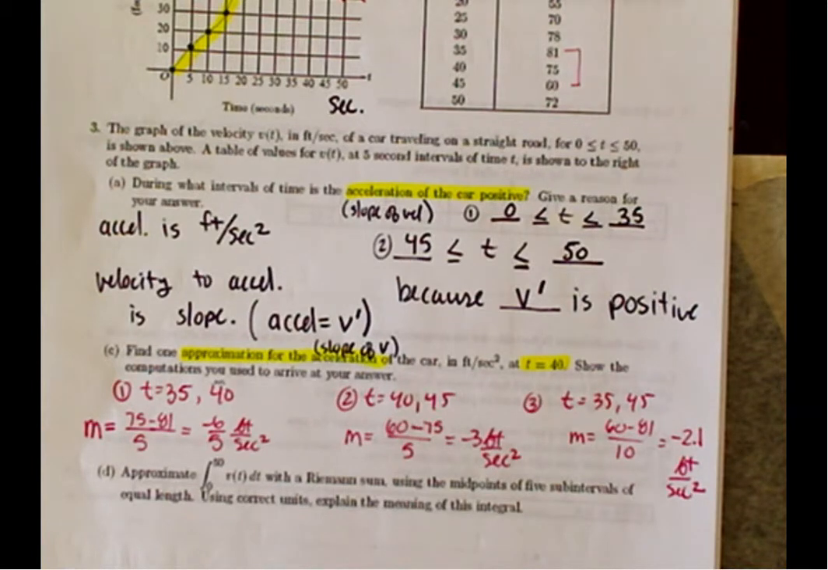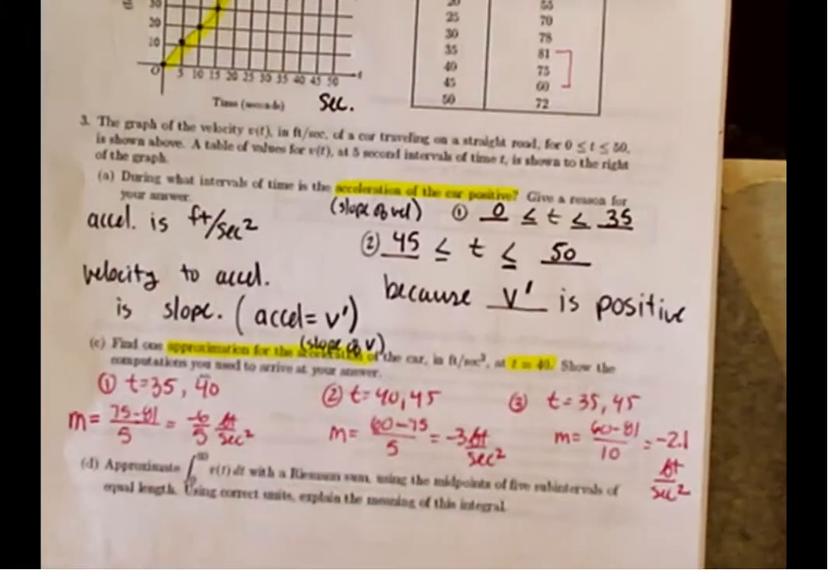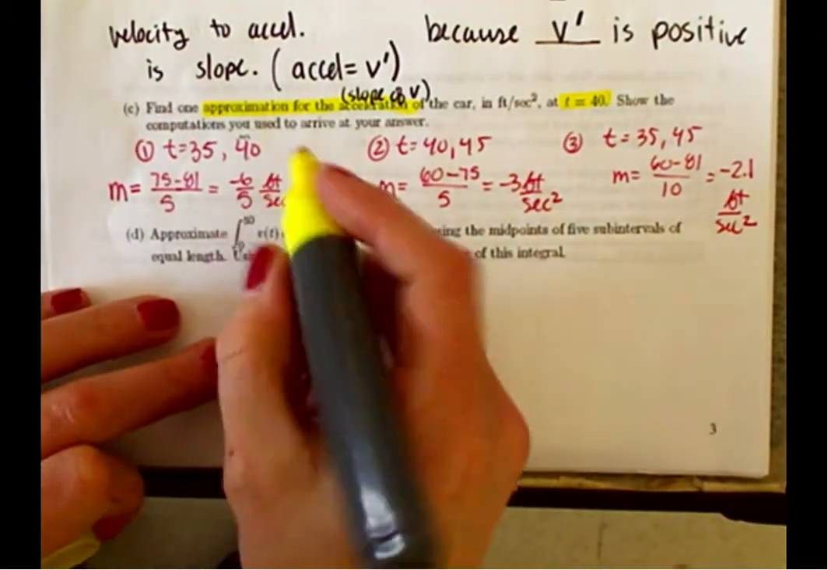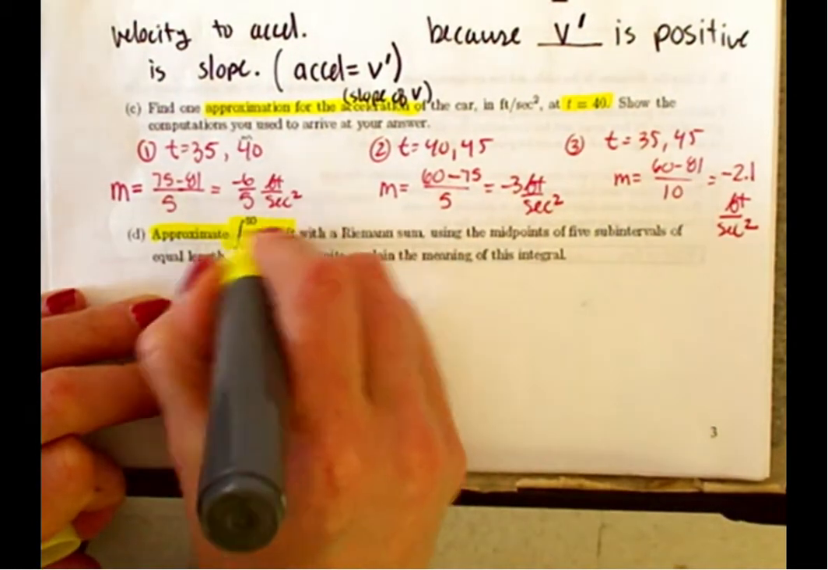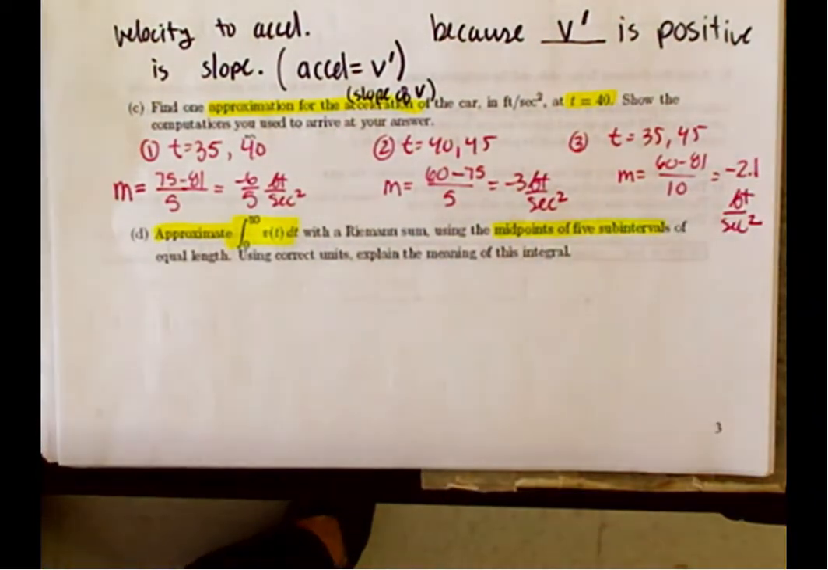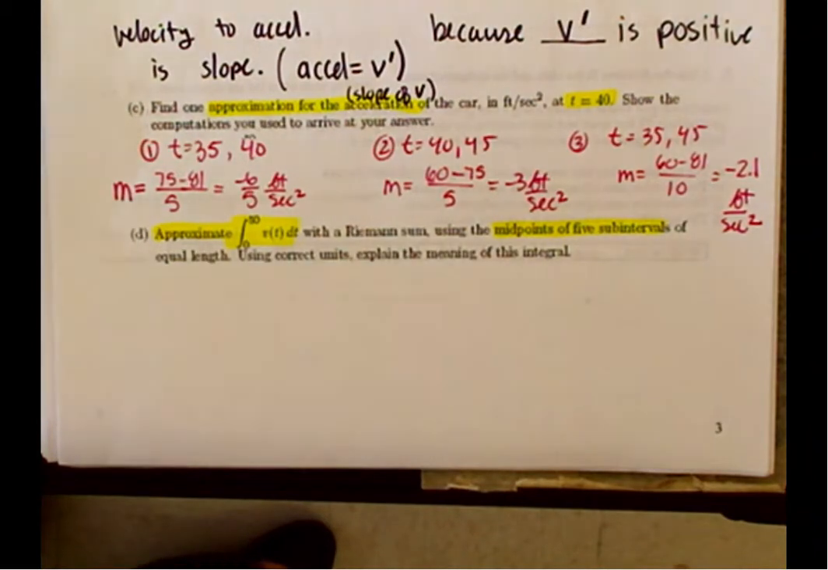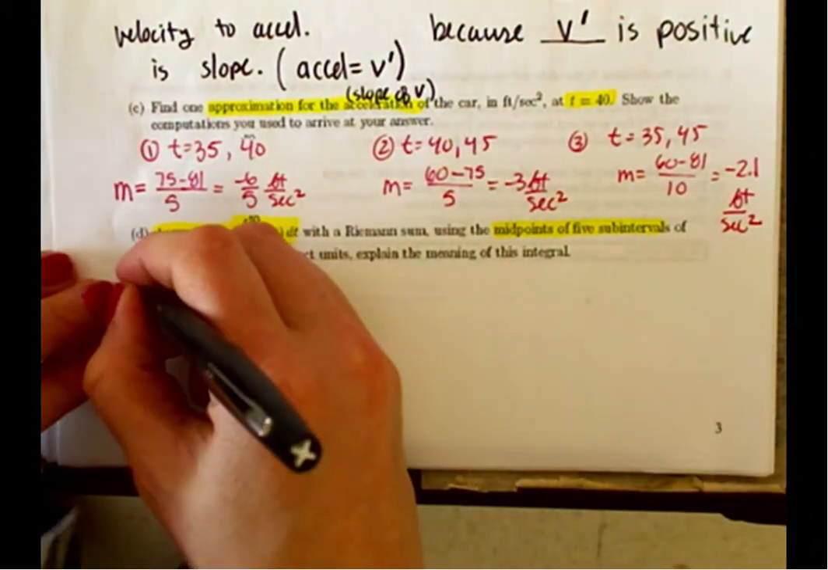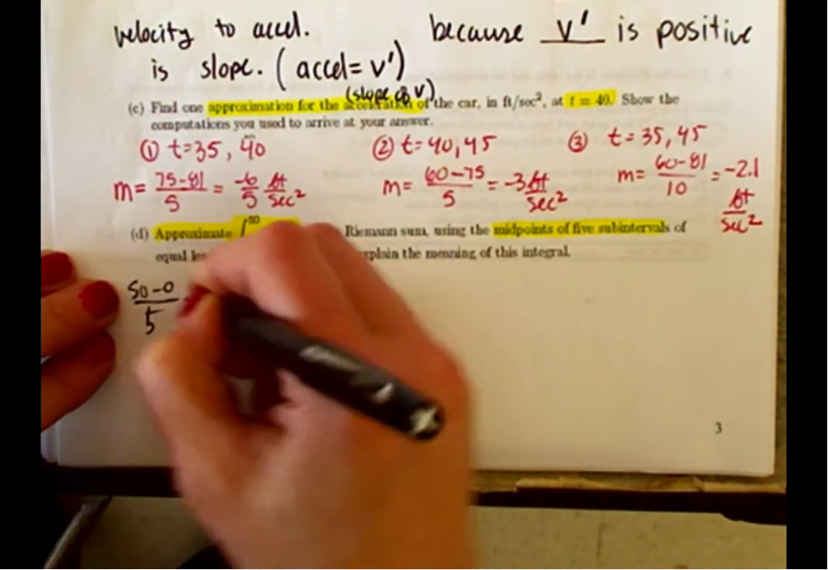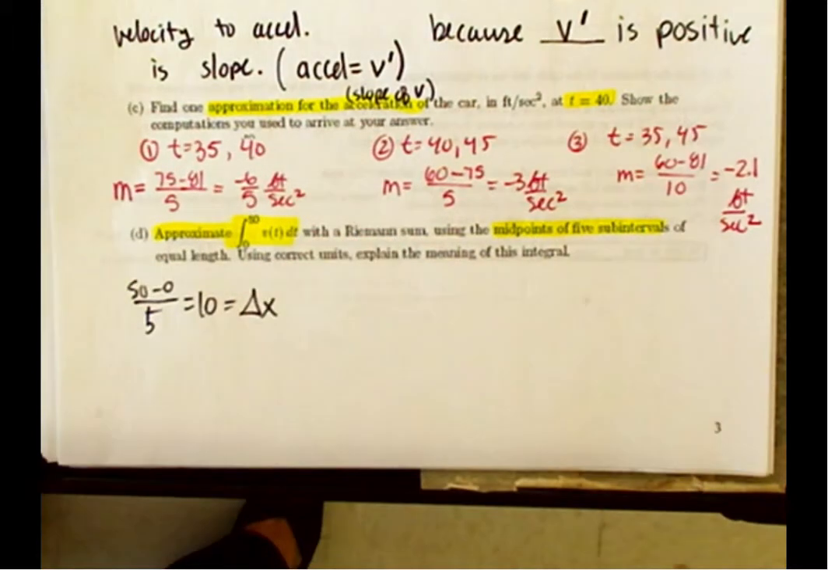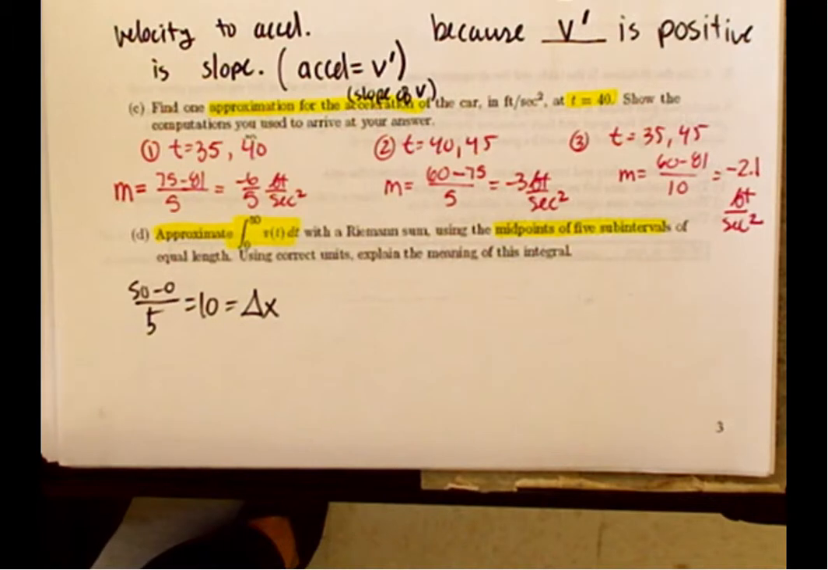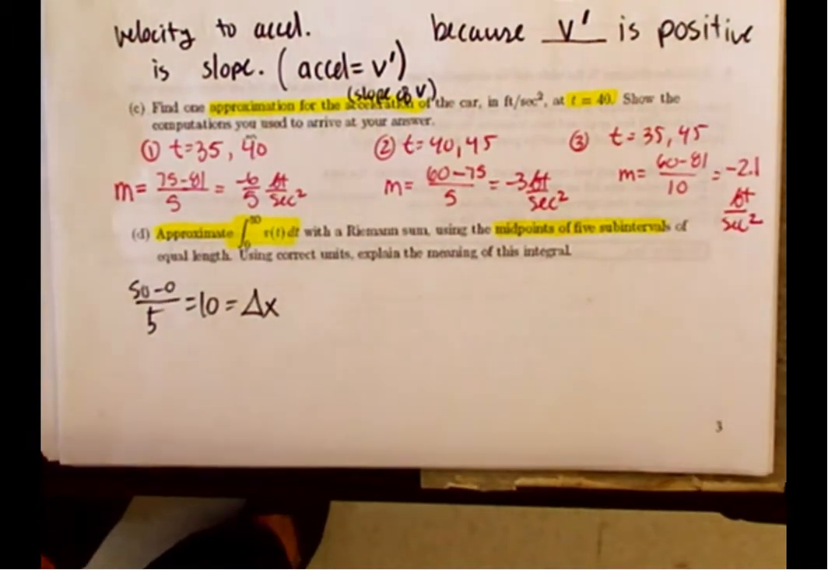All right, let's take a look at the last part. Okay, so Riemann sum. Here's my integral. Approximate using a Riemann sum, midpoint, 5 subintervals. Now it does say of equal length. Okay, so 50 minus 0 over 5. So I'm looking at a delta x of 10. Okay, now try to draw it without actually making the graph.